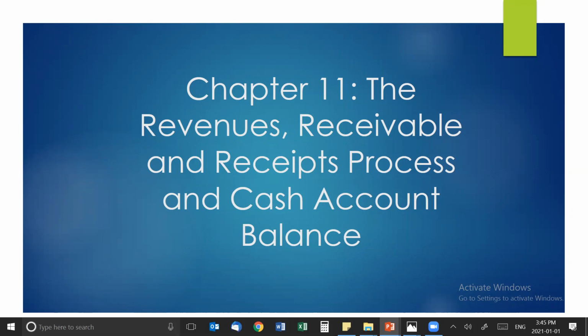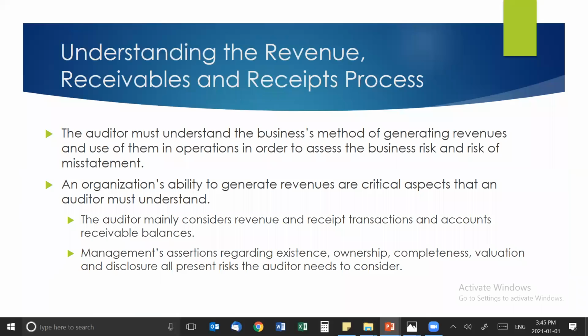How do you audit revenues? How do you audit receivables? You will be expected to produce audit procedures that will be used on certain accounts depending on what the company is. So the first thing that has to happen is the auditor must understand the process. The auditor needs to understand the business method of generating revenues and of how they record those revenues, right? So how do they generate it? What are the steps in the process? And then eventually, how do they go on to record it? So we have to understand the revenue, receivable, and receipts process, see how it all flows together in order to be able to develop procedures around them.